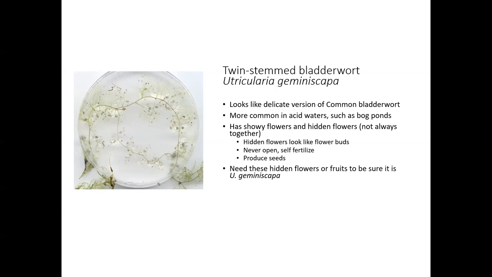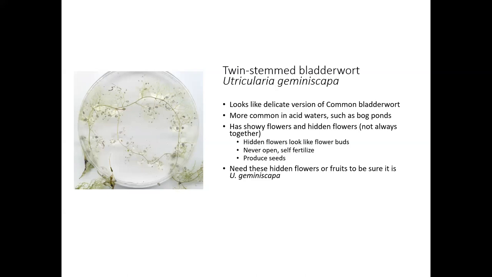So it's got a little bit more restricted habitat. It does have showy flowers and hidden flowers. Those hidden flowers are known as cleistogamous flowers. And cleistogamous means that it makes a little flower bud, but it never opens. It just self-fertilizes, but it can produce seeds. This plant is not the only plant that produces cleistogamous flowers or hidden flowers like this. Violets are known to do that, and impatiens does this. So it's not unique to bladderworts, but it is particularly common in Gymnoscapa.